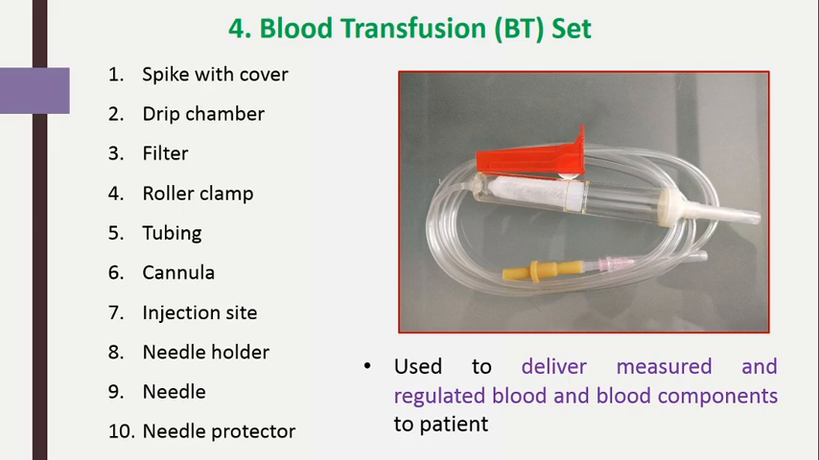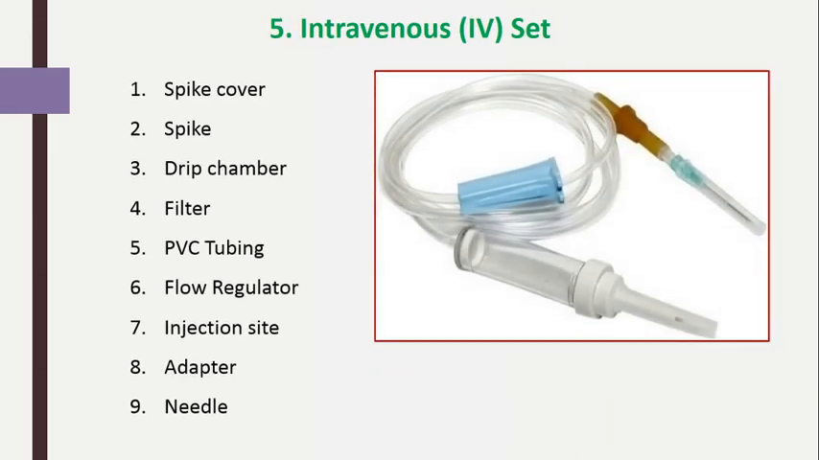Let's move to another surgical item. Here we will see the intravenous set, that is the IV set. It also has different parts. It is also made using plastic material, some high density plastic material or some low density plastic material.